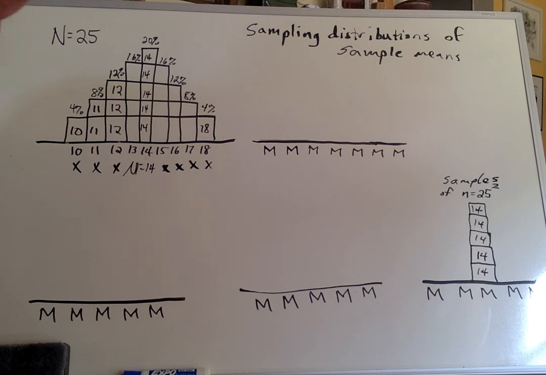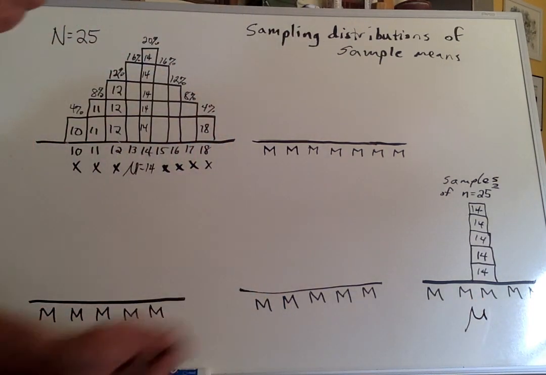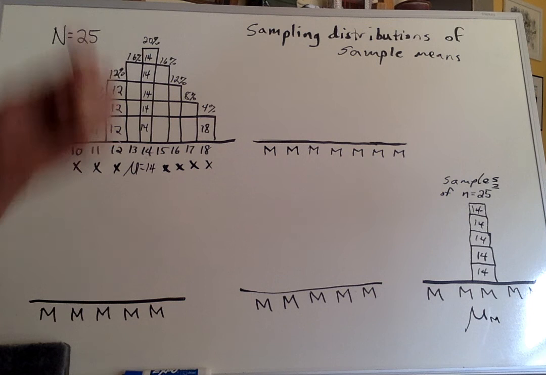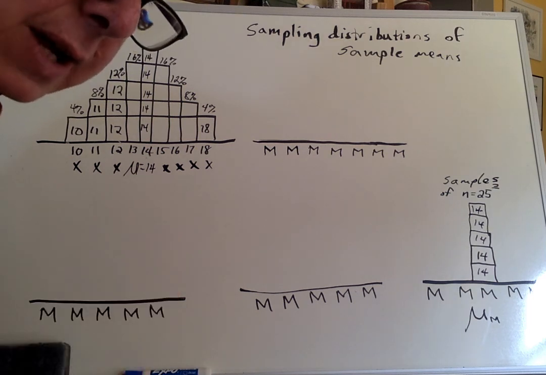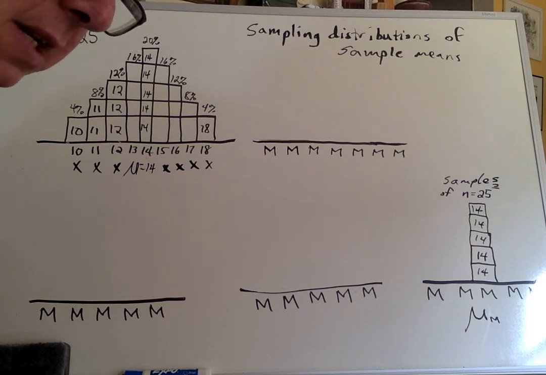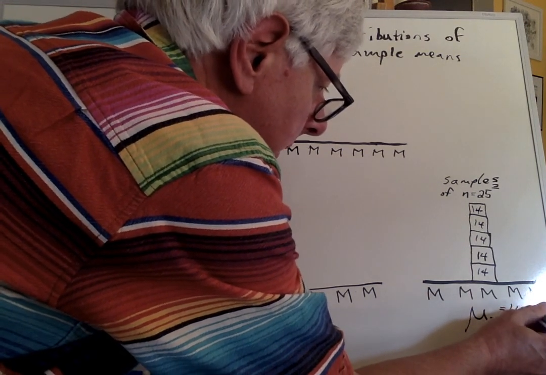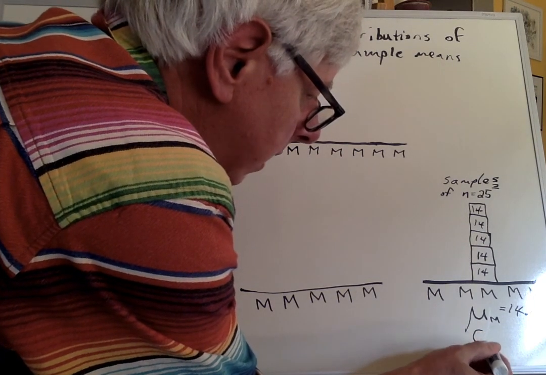Now, I'm going to have a new symbol here, and that is mu, the mean for this distribution, and it is a distribution of sample means. So it's mu with a subscript of M. This is the mean of all the sample means. That's how it has to be described, folks. Be deliberate. Take your time. This is the mean of all the sample means. And in this case, it's 14.00.